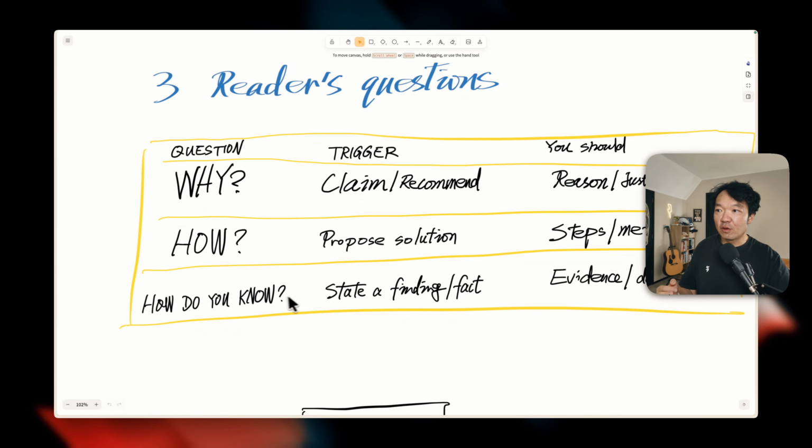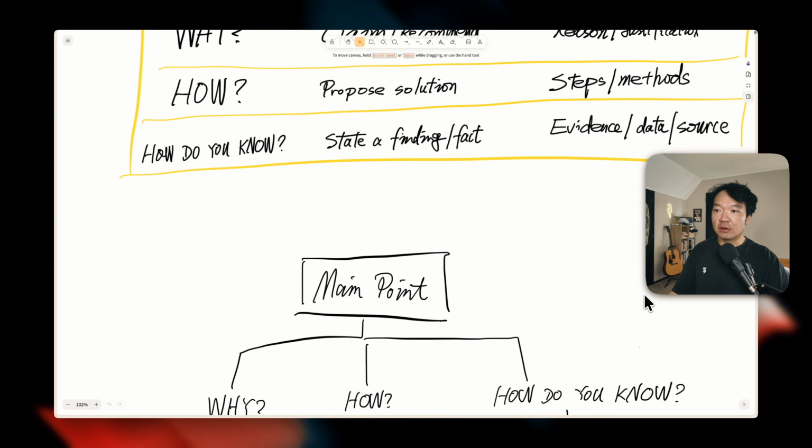And the third question would be like, how do you know? So this is where you need to convince people, get buy-in, and show them something. It normally happens when you state a finding or a fact, and then you can show the evidence, the data, the source, so that people will know, okay, that sounds good. That sounds accurate. Right. So those are the questions.